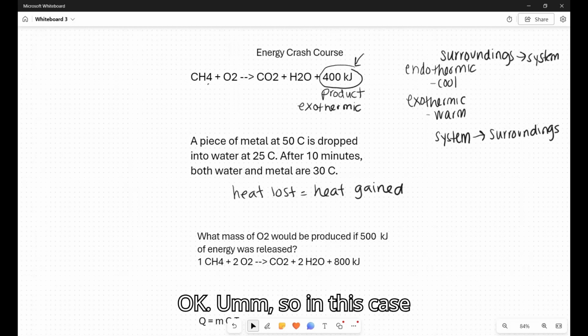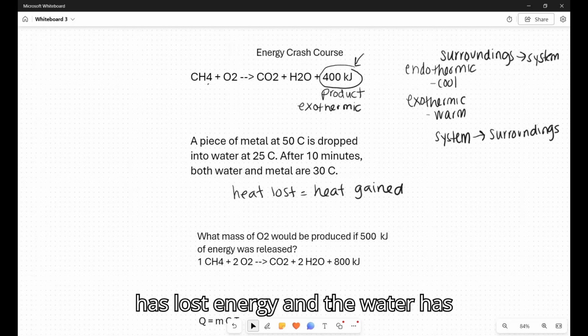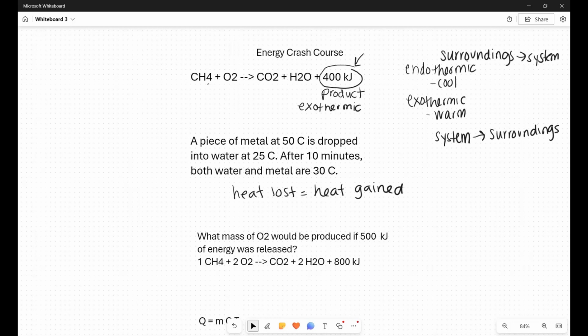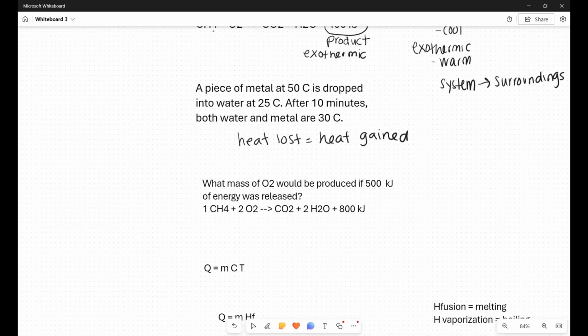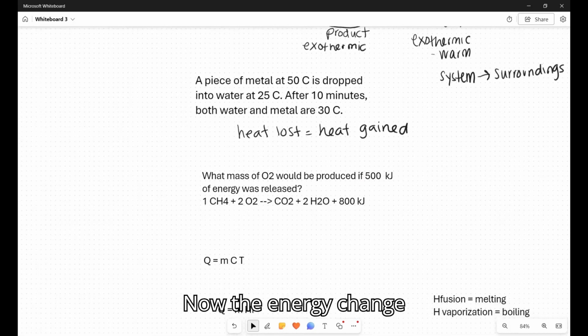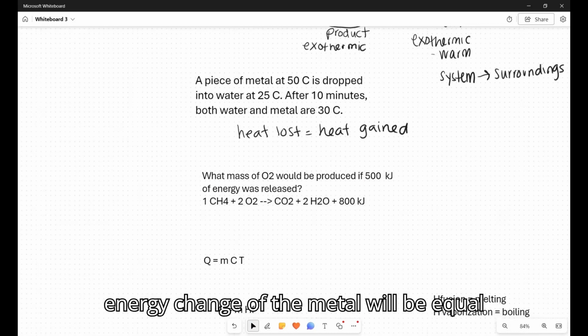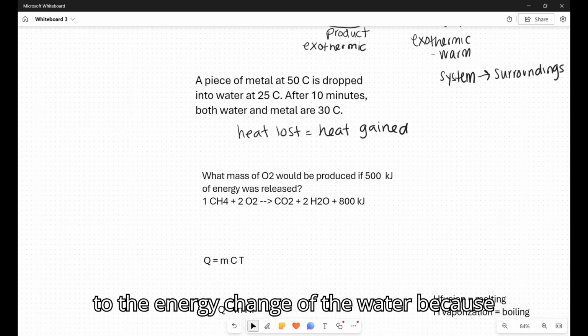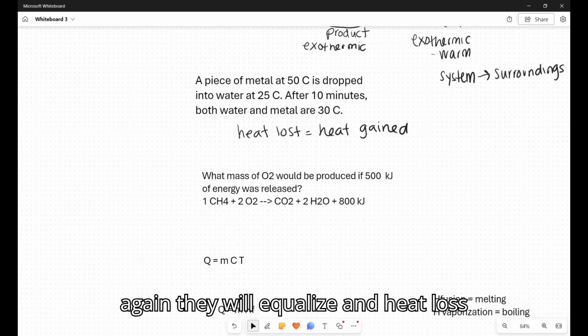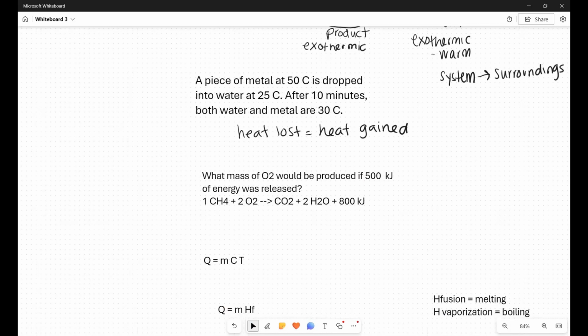So in this case, the metal has lost energy and the water has gained energy. Now, the energy change over time will be equal. The energy change of the metal will be equal to the energy change of the water because, again, they will equalize and heat lost is heat gained.